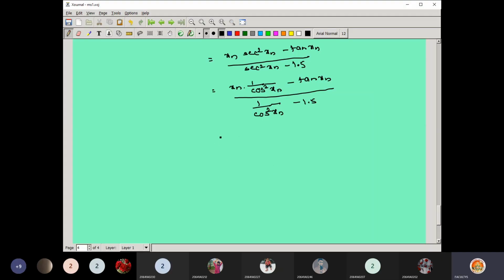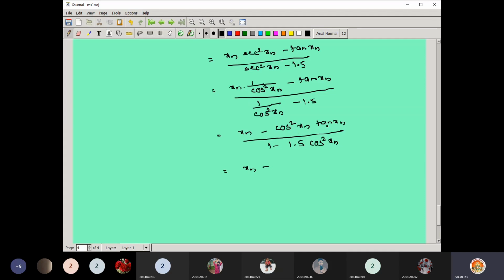If I take the LCM, in the numerator it is x n minus cos square x n into tan x n. Is there any cos square button? Yes. And this can also be taken as 1 minus 1.5 cos square x n. So overall cos square x n is cancelled. Even you can make the simplification x n minus cos square x n as it is. What is tan?